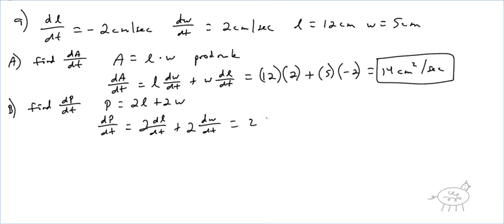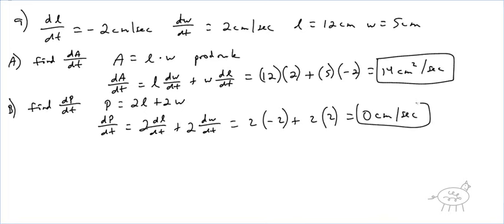Okay, so that's equal to 2 times negative 2 plus 2 times positive 2, which is equal to 0. So the answer is 0 centimeters per second. So what does that mean? It means that the perimeter is not changing. And it's just kind of interesting, right? It's saying that the length is decreasing and the width is increasing at the same amount. So of course the perimeter is not going to change.